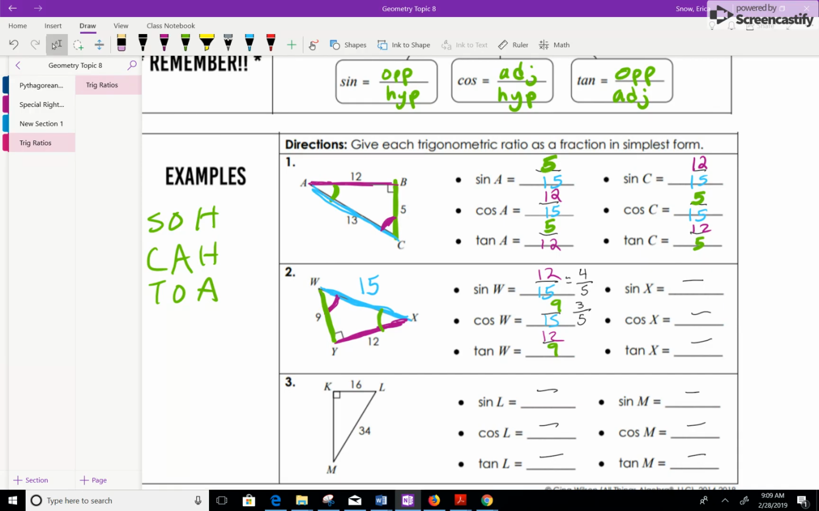Now let's look at angle X. Angle X, remember, is green. So its opposite side is also green, over hypotenuse. Cosine is adjacent over hypotenuse. And tangent is opposite over adjacent.